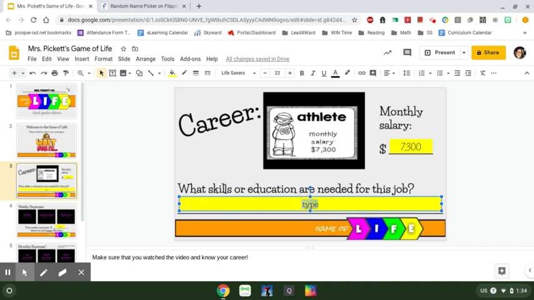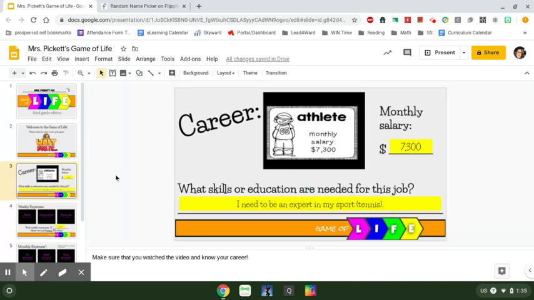I'm going to pretend like perhaps I am a professional tennis player like Serena or Venus Williams. So I'm going to say I don't need an education for that, but I need to be an expert in my sport. And I'm going to say here it's tennis. You might have a different answer if you're an athlete, if you are number 25, that's okay. I want you to keep in mind that $7,300 is my salary. Yours is going to be different. When you pause the video, go find your job and type in this information.